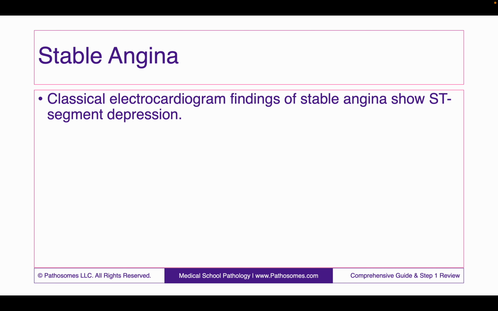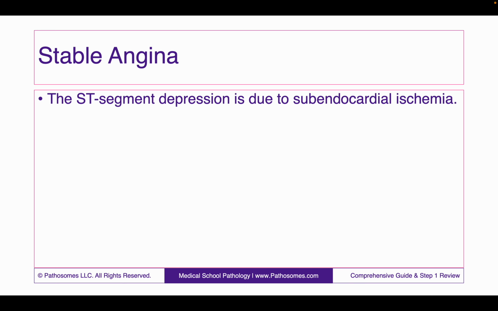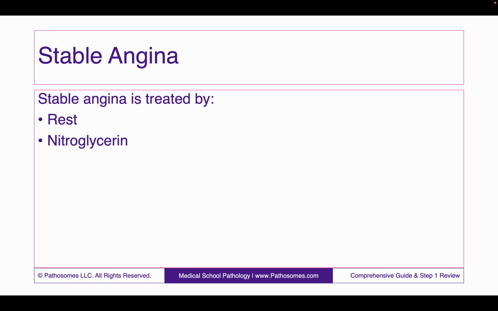The classical electrocardiogram findings of stable angina show ST segment depression. ST segment depression. The ST segment depression is due to subendocardial ischemia. And how do we treat stable angina? Well, rest, take a breather, and maybe a little NO, right? Rest and nitroglycerin.